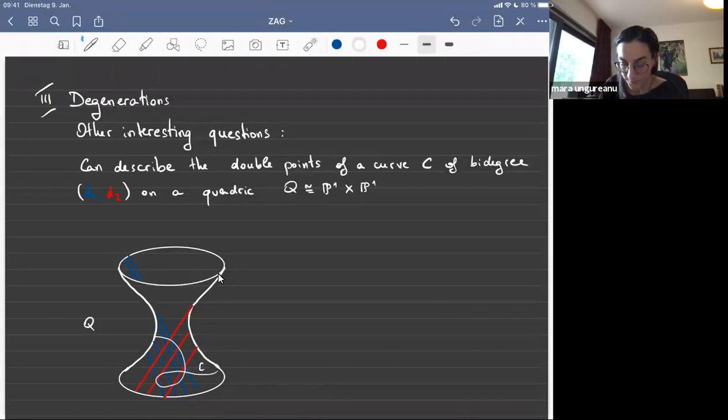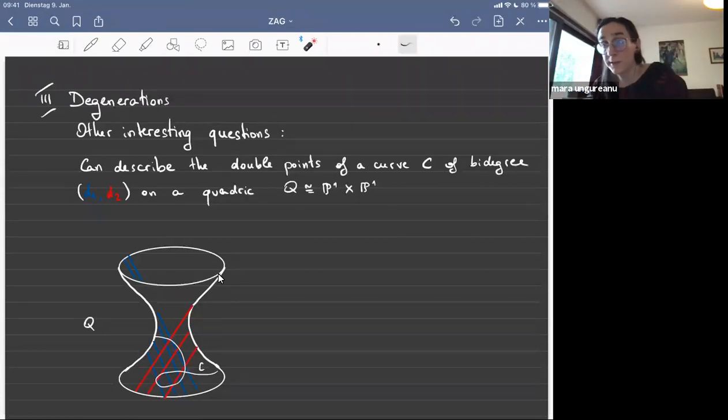useful. So another interesting question that you can ask, again in a very enumerative setting, is, for example, I would like to count the double points of a curve of bidegree (d1, d2) that lives on a quadric. And just to recall, bidegree (d1, d2) means that my curve here intersects the two rulings of the quadric, the red ones or the blue ones, in d1, respectively d2 points. So this is what this means.